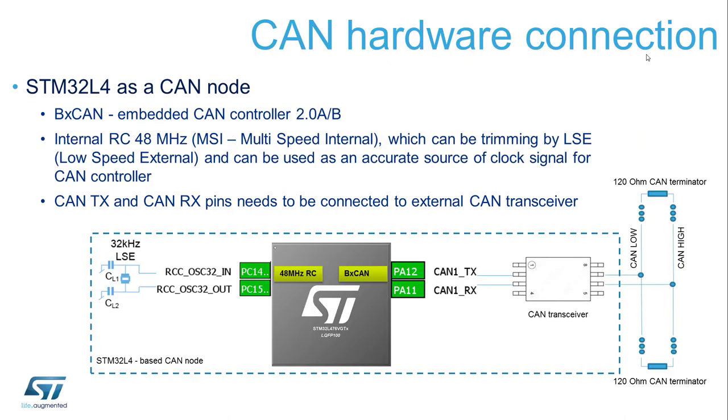The implementation of the CAN protocol in the L4 discovery board contains everything except the CAN transceiver. The transceiver converts the signal to the correct line voltage levels and the data from serial to differential. CAN can either be clocked by the high-speed external or the embedded multi-speed internal. For our low-cost implementation, we can use the MSI, and if improved accuracy is needed, it's possible to trim the clock source with the LSE, just like in the USB implementation.